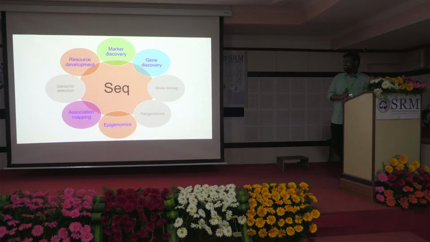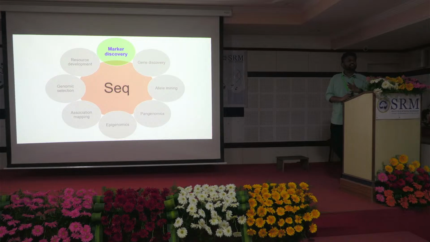The first is marker discovery. Molecular markers are very important for breeding. India didn't permit GMOs. Except Bt cotton, we don't have any GMO. So all the crops that we are consuming are the products of breeding. If they have to do breeding, they have to have molecular markers. They have to link those markers with the trait, and they have to do breeding. So our first objective was to develop molecular markers.